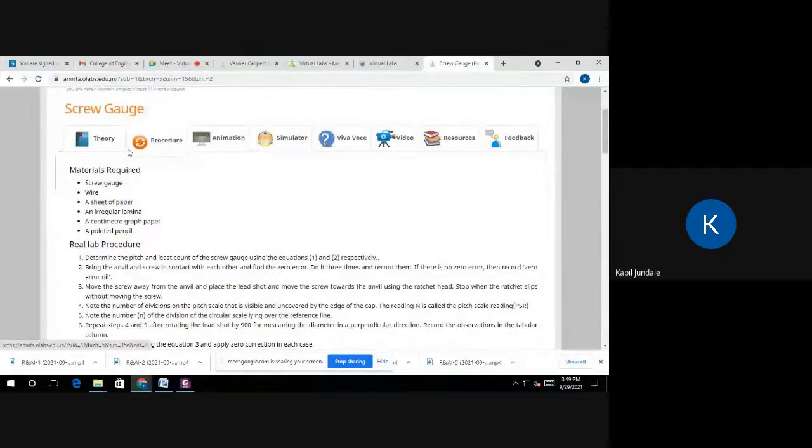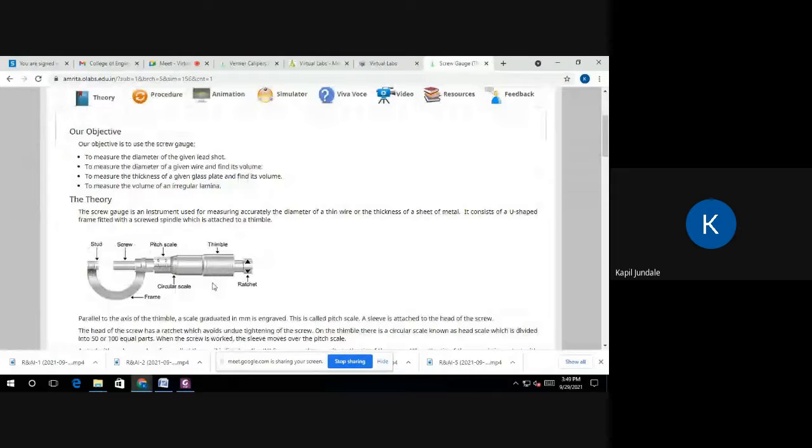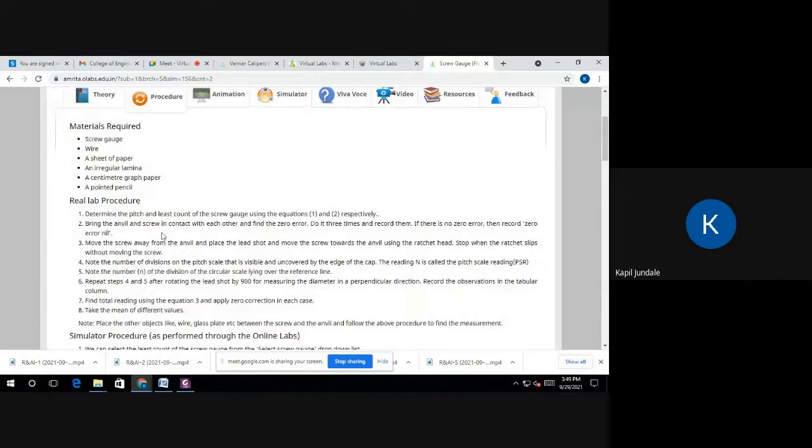First we should know the parts of that one. Let's see the parts. This has the frame, stud, screw, anvil. In front of this one, anvil, spindle, thimble, ratchet. These are the parts of that one.